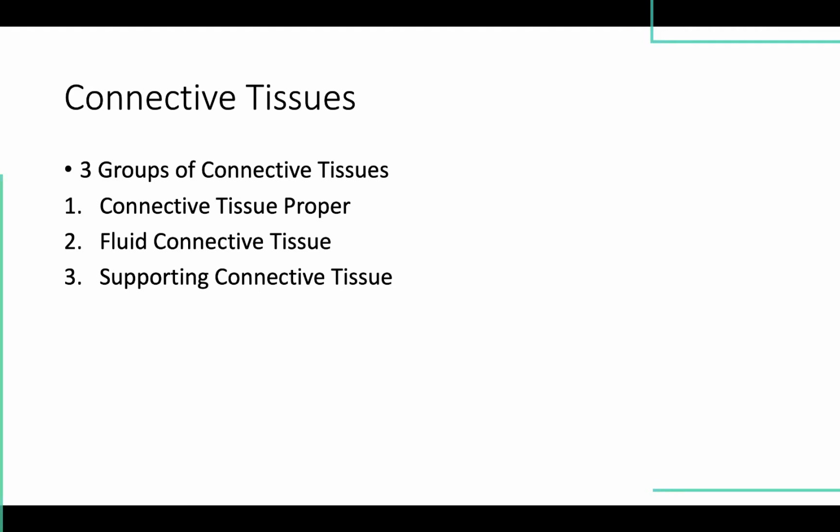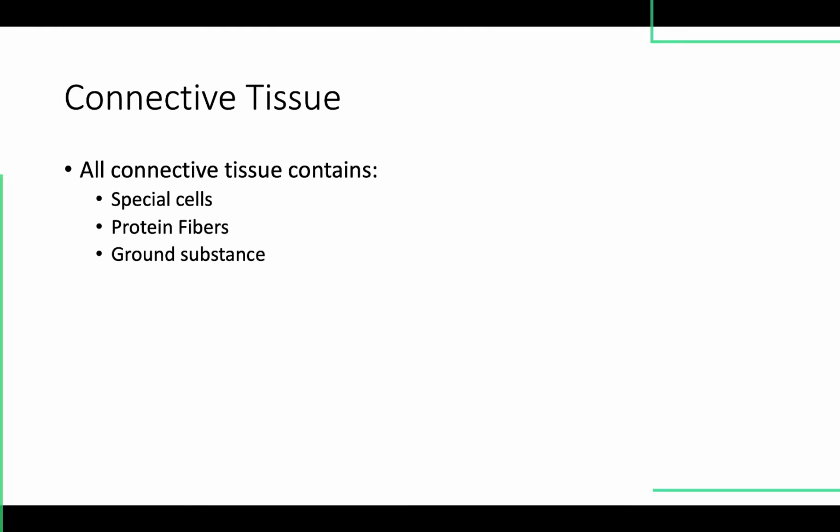Okay? All right, so connective tissue proper. First of all, let me tell you about connective tissue. All connective tissue, no matter which group it's from, has special cells, has protein fibers, and has ground substance. So the ground substance is just the material in between the fibers and the special cells. That's what ground substance is. Sometimes you'll hear us talk about matrix. Matrix is just the protein fibers and ground substance together. So sometimes we'll talk about the cells and the matrix.